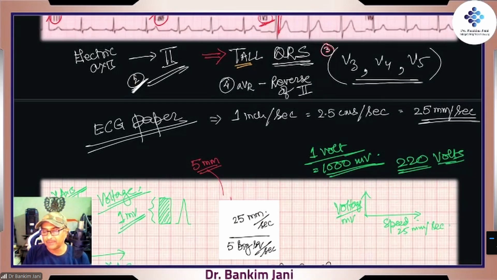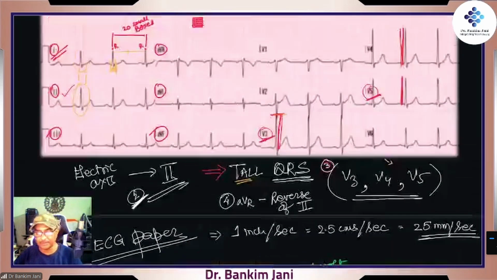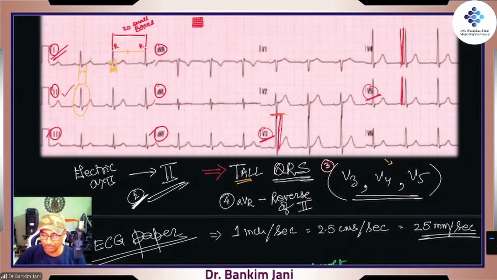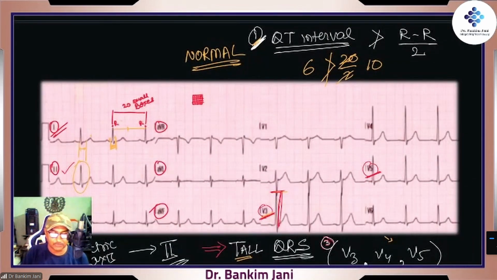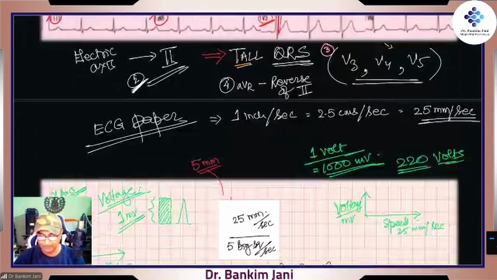The third point is V3, V4, V5, because they are again facing the axis, which is directly in front of the heart. So they will also have a tall QRS complex, and you can see that V3, V4, and V5 have pretty tall QRS complexes. And finally, the easiest one, AVR. AVR is watching the heart from exactly the opposite side. The current is always going away from it. So the deflections will be there, but in the reverse direction. And that's why this is AVR.